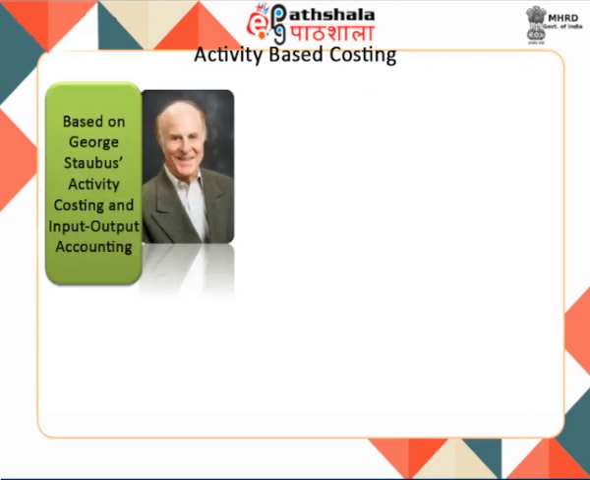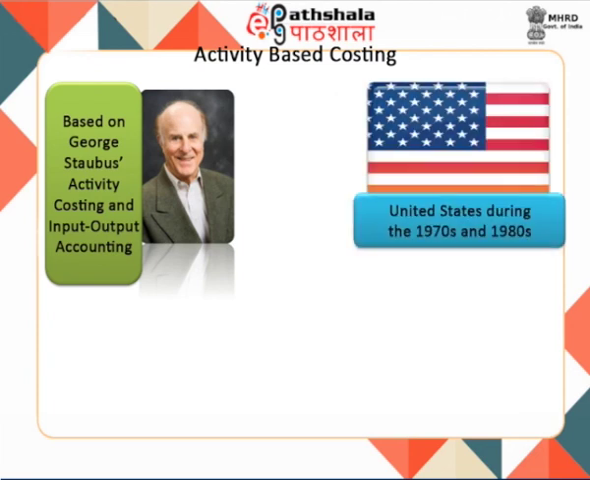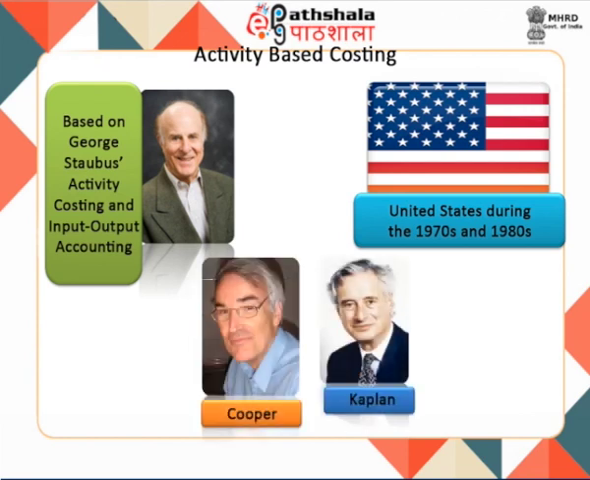ABC is based on George Stauber's activity costing and input output accounting. The concepts of ABC were developed in the manufacturing sector of the United States during the 1970s and the 1980s. Robin Cooper and Robert S. Kaplan, proponents of the Balanced Scorecard, brought notice to these concepts in a number of articles published in Harvard Business Review beginning in 1988. Cooper and Kaplan describe ABC as an approach to solve the problems of traditional cost management systems.